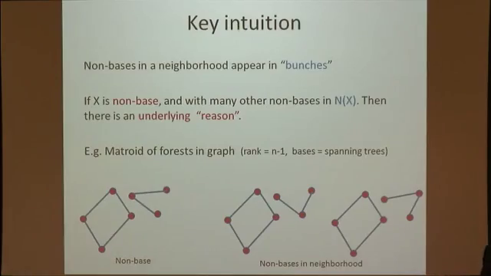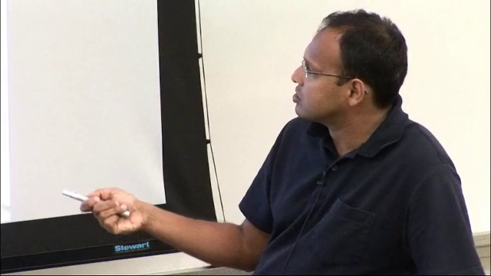So let's look at the following example. Say you have a graph and your matroid is the spanning tree matroid. A set like this is a non-base because it has this circuit. Now look at the possible neighbors of this set. A neighbor is what you get when you flip one thing and add something. So this is a neighbor, this is a neighbor.